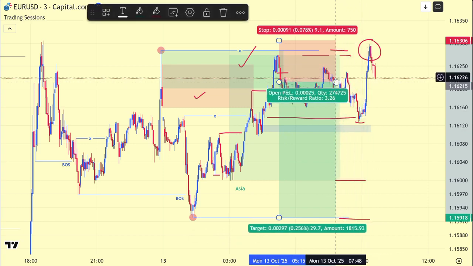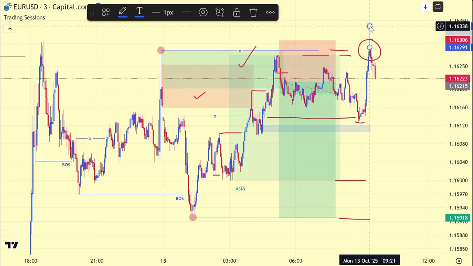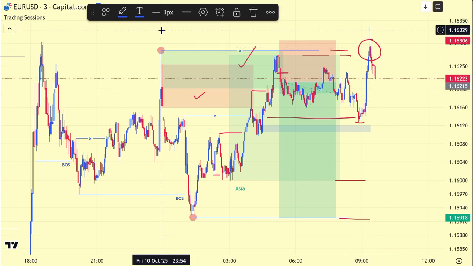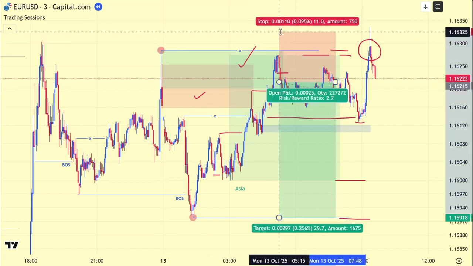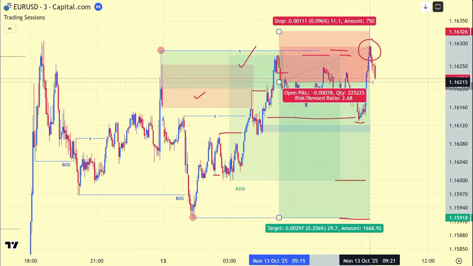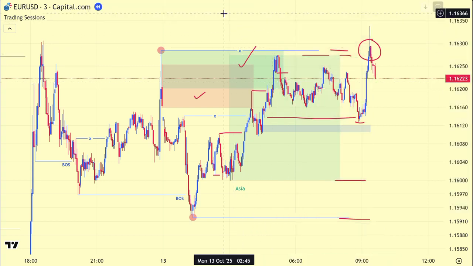Because let's say another day price decides to sweep this with a very long wick, and we don't know the size of this wick. So even if I extend and extend, price can just wick me out, and I will have missed a nicer trade.